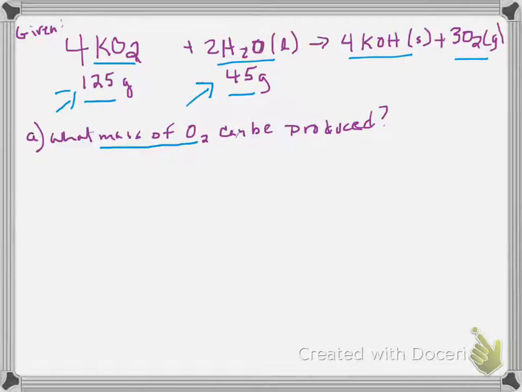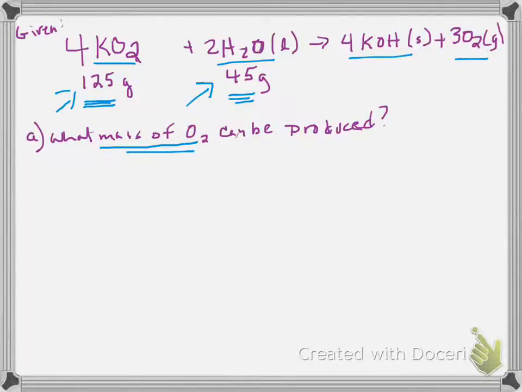Okay. So for a limiting reactant, what we're going to do is take this 125 grams of the potassium superoxide, do a stoichiometry problem to find out how much oxygen we could make. And that's going to assume that I have enough water to react with it. Then we're going to do a second problem where we take 45 grams of the water, assuming that there's enough potassium superoxide to react with that water, and find out how much oxygen we can make. That way we can then identify which of these two reactants is my limiting reactant.